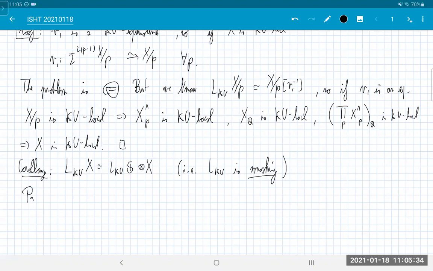And why is this a corollary? So first, note that X goes to L_KU S tensor X is always an E equivalence for every E. So the only thing we need to prove is that the right-hand side is local in our case. And that's because I know the fiber is obtained by X tensor some E-acyclic spectrum, and so it's E-acyclic.